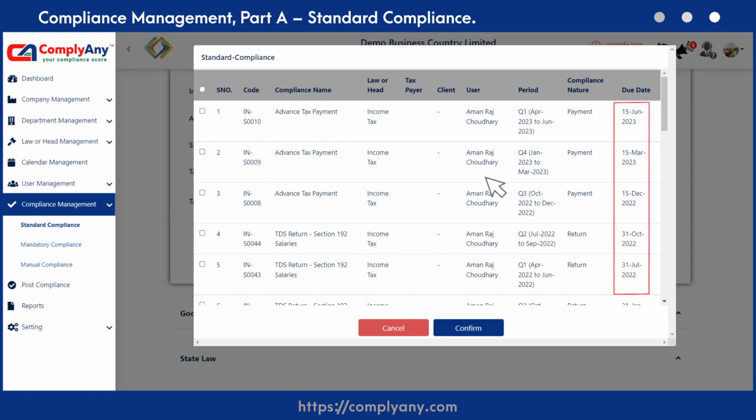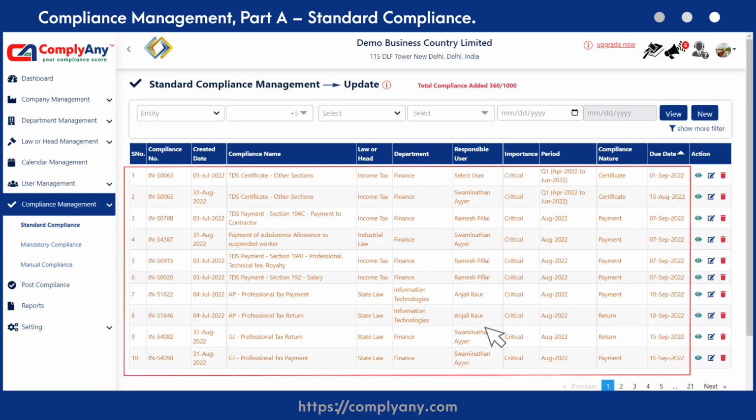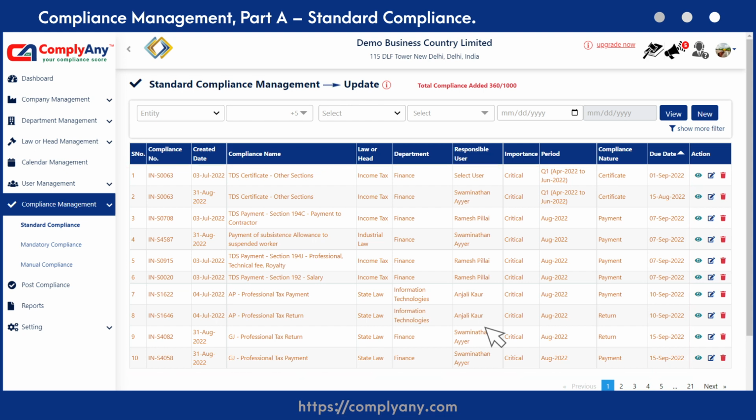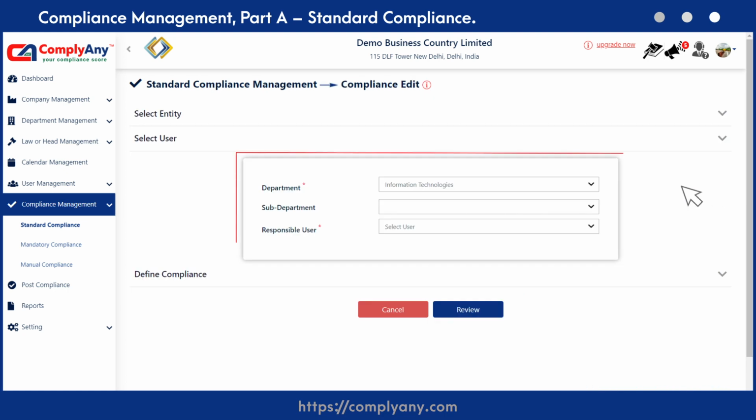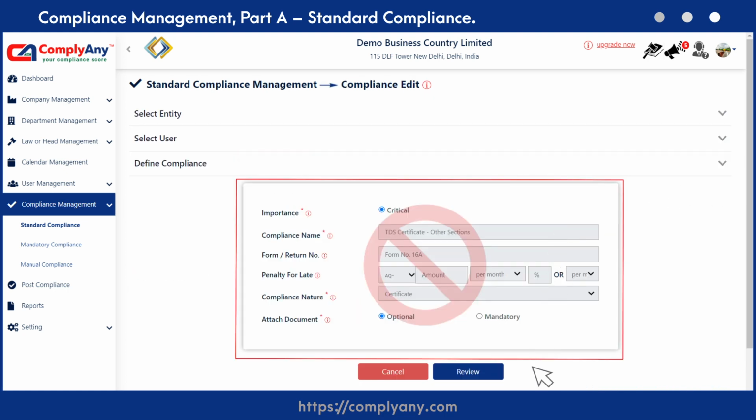If all okay, select all from the top left header and click confirm. After confirming, all selected compliances are available under the standard compliance listing. You can view details, edit or delete them. Edit is allowed only for data entered by the user. You cannot edit system data like dates, compliance name, etc.